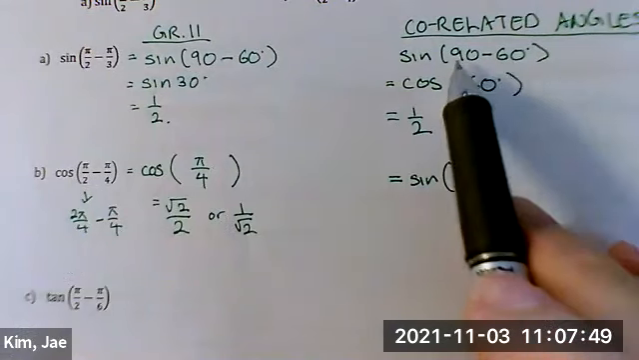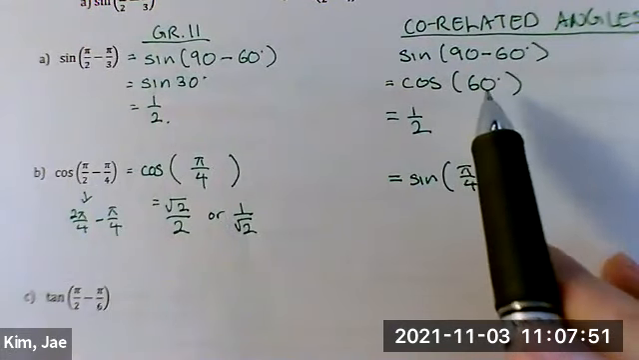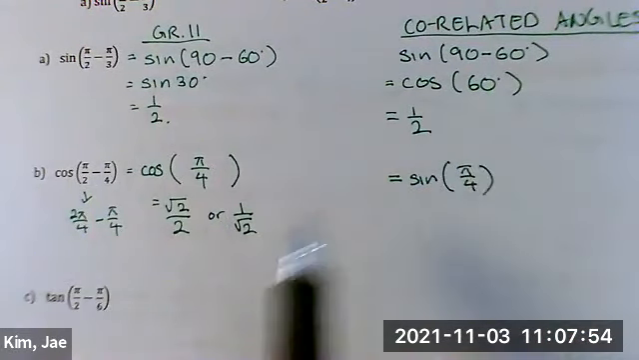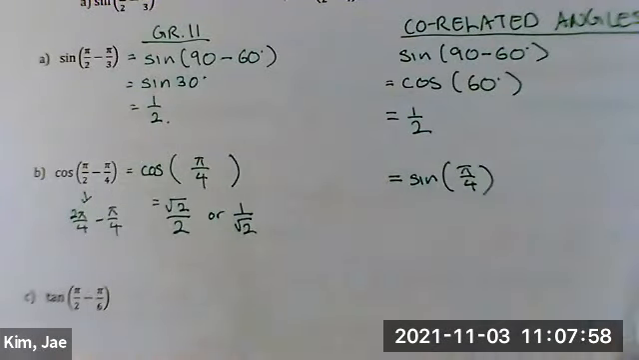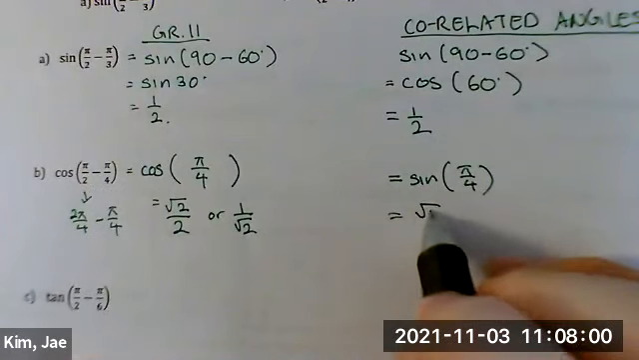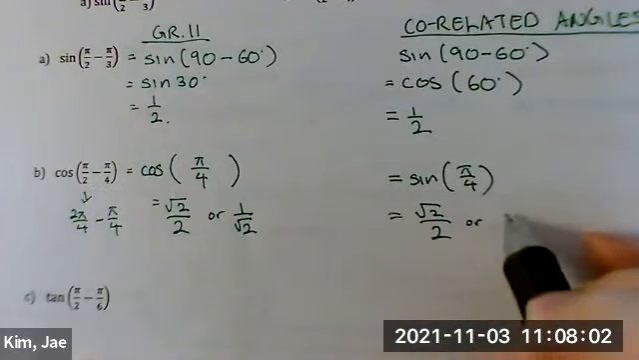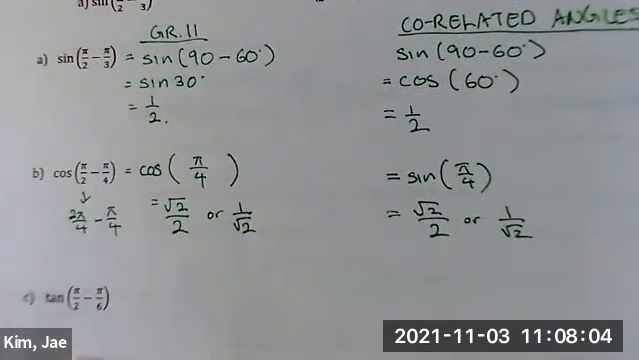You remember how 90 minus 60 is the same as just regular 60 of the correlated? That's what I'm talking about. You're looking at that last bit, and you know that's what the angle is. And this is equal to, of course, the same answer, because 45 degrees, that's what you get.